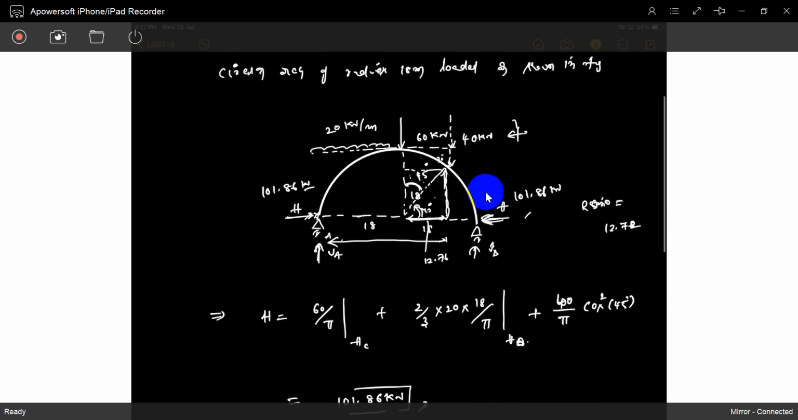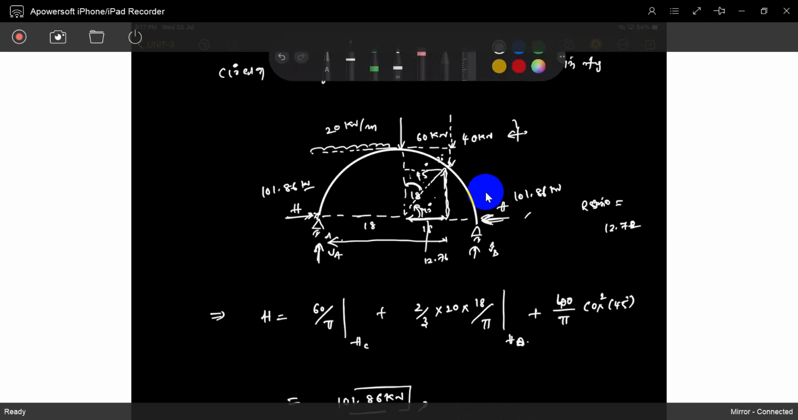So if someone asks for the bending moment at that location, what is that location? The angle is 30 degrees, otherwise this is 60 degrees. So you can easily find out the bending moment. We already solved three-hinged parabolic arches, so how can you solve it? No need, just see it.